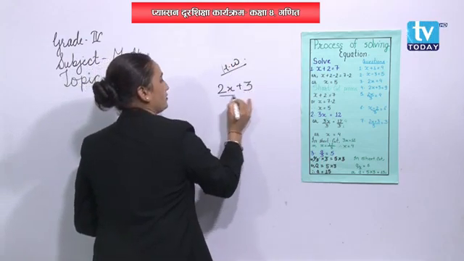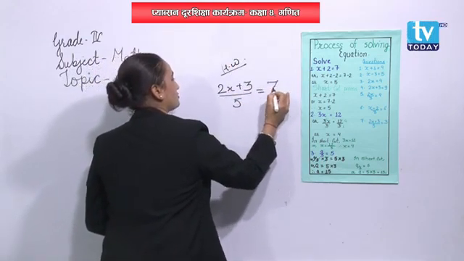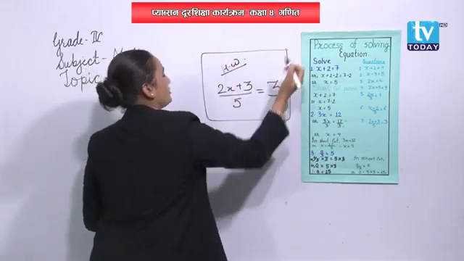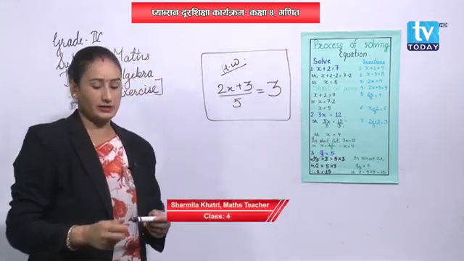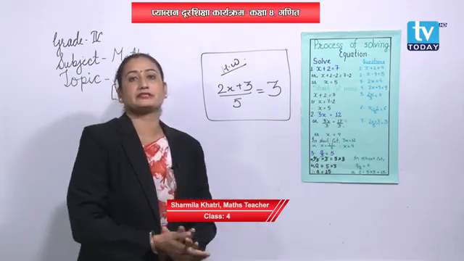2x plus 3 by 5 equals 3. This is your assignment for today. I hope you will solve it at your home.